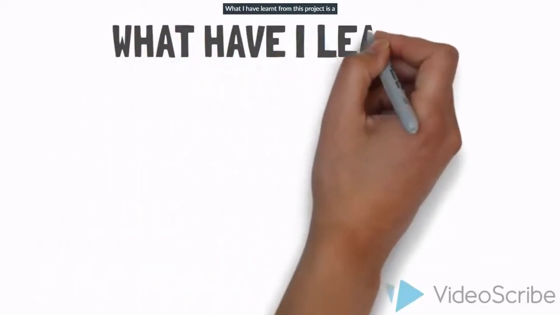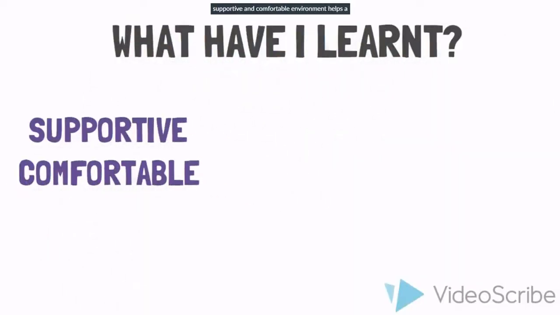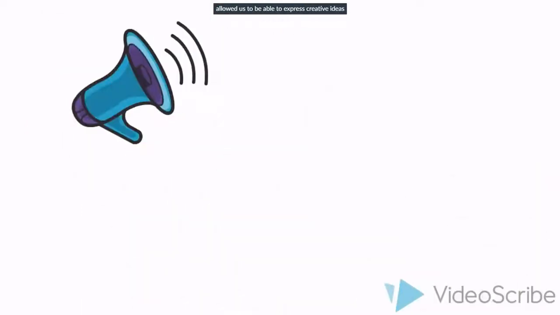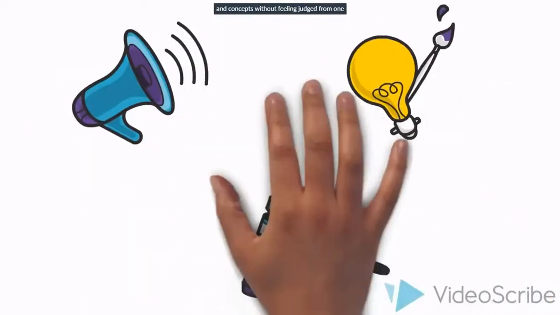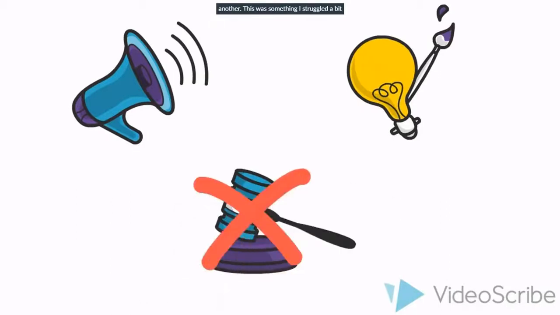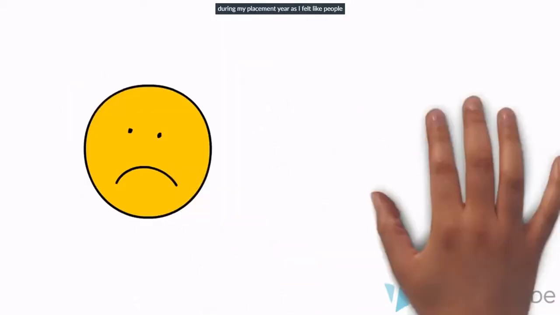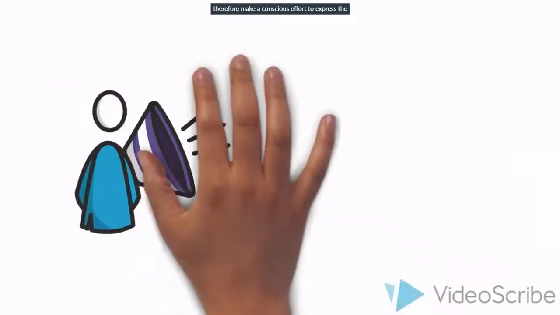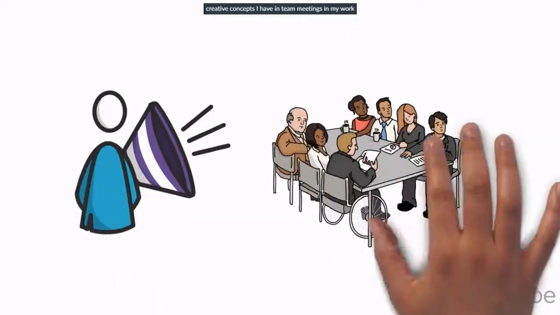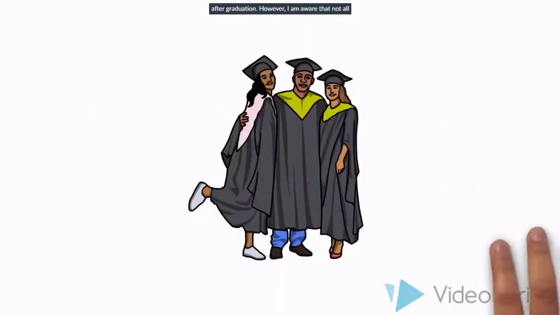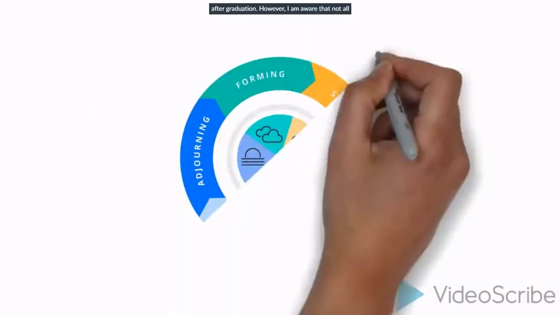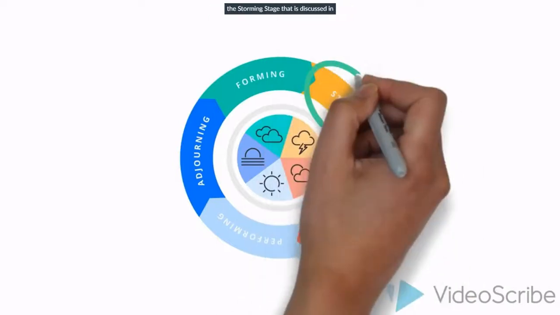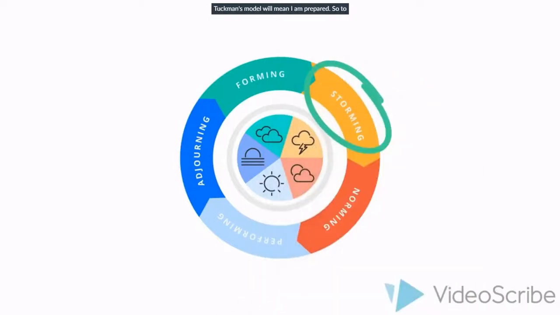What I have learned from this project is a supportive and comfortable environment helps the team work efficiently and effectively. This allowed us to be able to express creative ideas and concepts without feeling judged from one another. This was something I struggled a bit during my placement year, as I felt like people would judge me if they didn't like my idea. I will therefore make a conscious effort to express the creative concepts I have in team meetings in my work after graduation. However, I am aware that not all teams will work so smoothly, but being aware of the storming stage that is discussed in Tuckman's model will mean I am prepared.